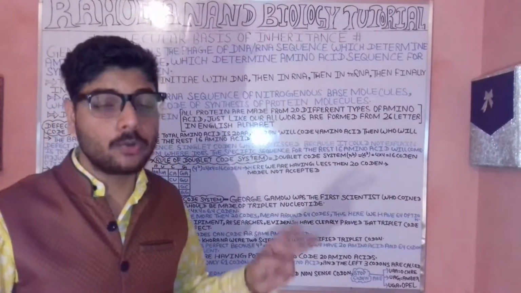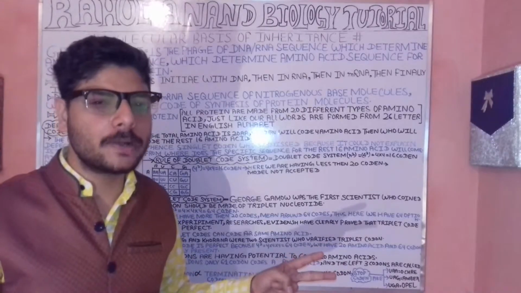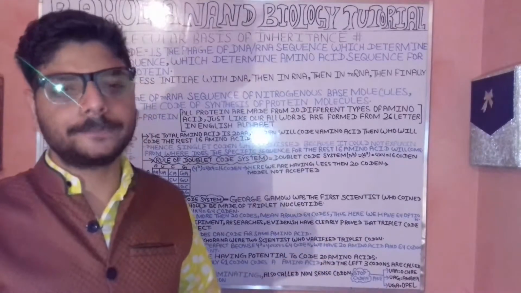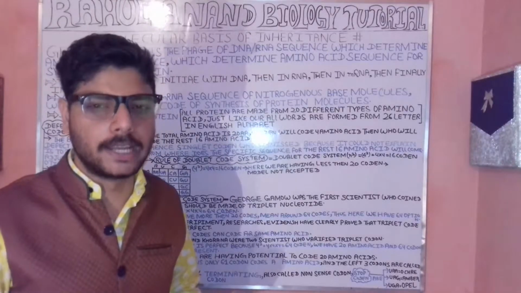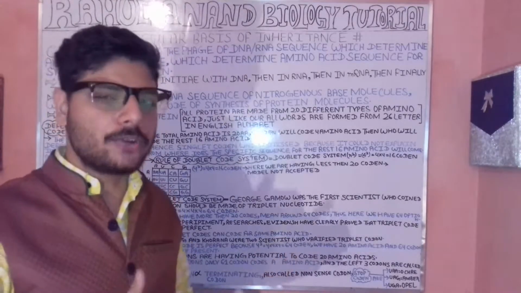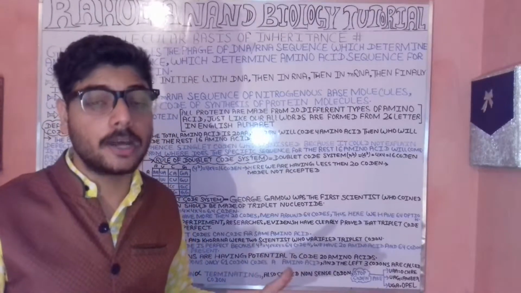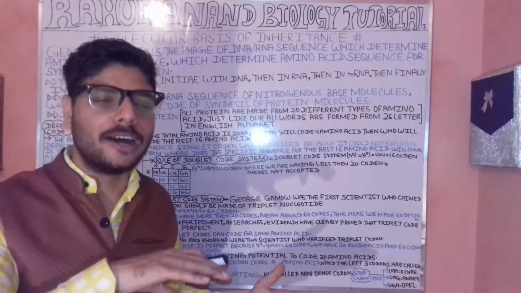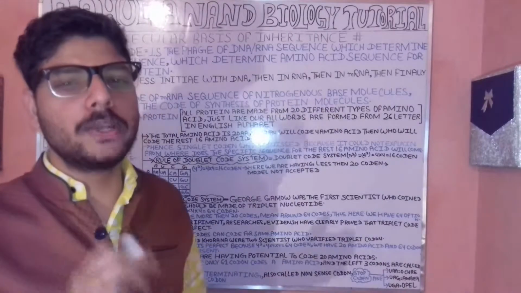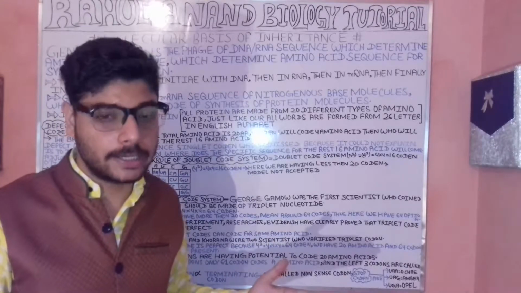In the case of the genetic code, we have two important and vital processes. These are known as transcription and replication. In the case of replication, the DNA, the deoxyribonucleic acid, is copied into DNA only.